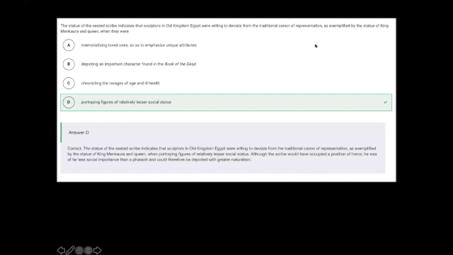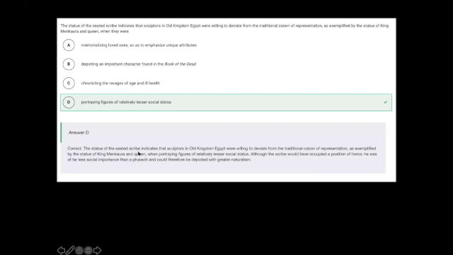Are they depicting an important character found in the Book of the Dead? Not that we know of. Are they chronicling the ravages of age and ill health? I don't believe so. Are they portraying figures of relatively lesser social status? So that would be the reason why they are deviating from the traditional canon of representation.